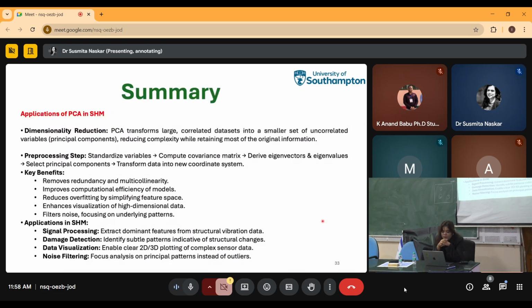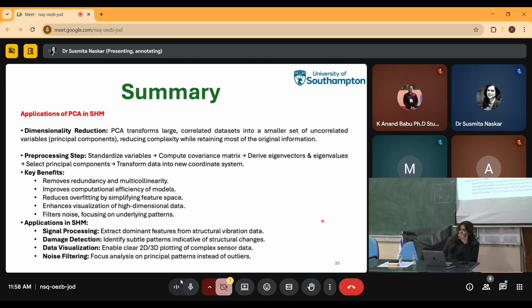And now, if you try to quickly look at the summary today, we have talked a little bit about dimensionality reduction, right? Where we talked about PCA transformation, and we have talked about correlated data sets here. We also talked about pre-processing steps like how we can standardize the data, calculate the covariance, and derive the eigenvectors and eigenvalues. We also looked into key benefits like removing redundancy, improving computational efficiency, and reducing overfitting as well. And with that, we also looked into where it could be applied, like signal processing, damage, noise, visualization. Those are the places where we have seen how we can use PCA.